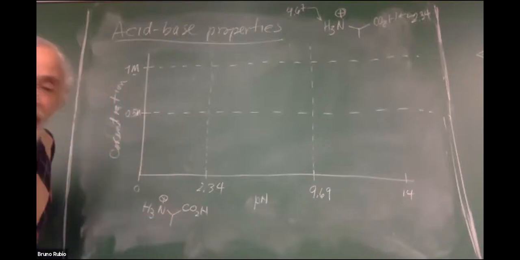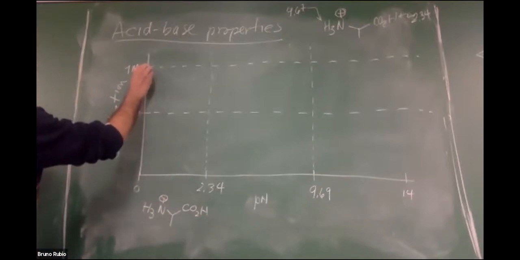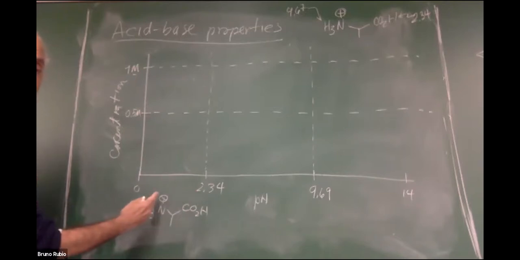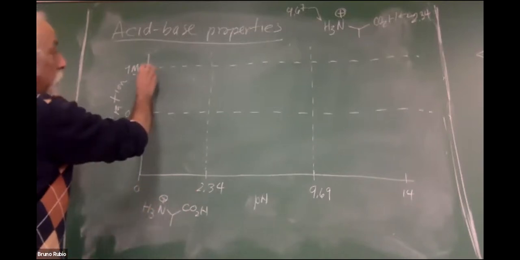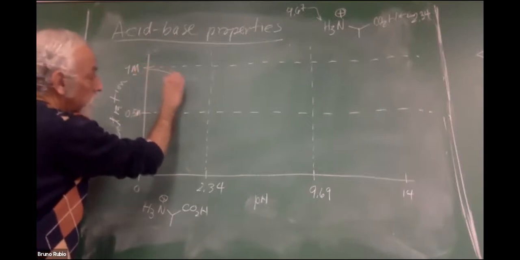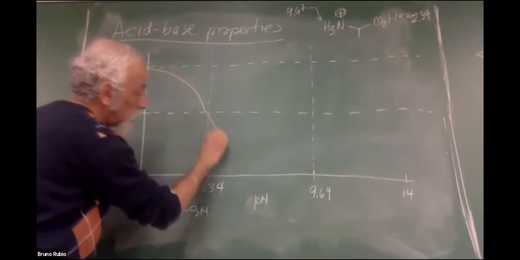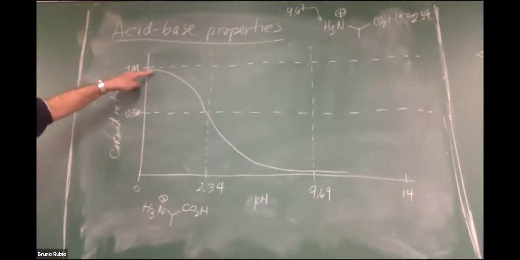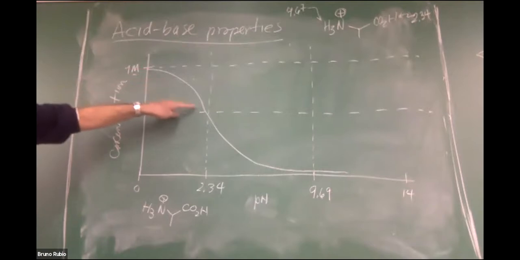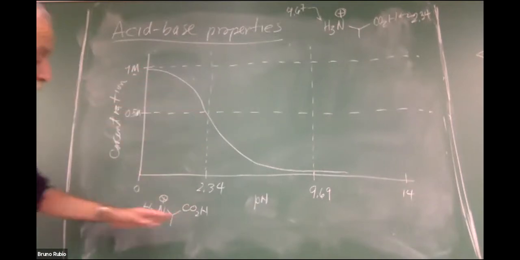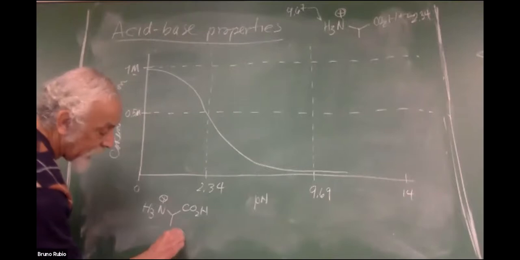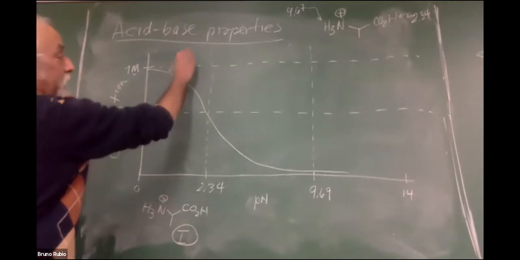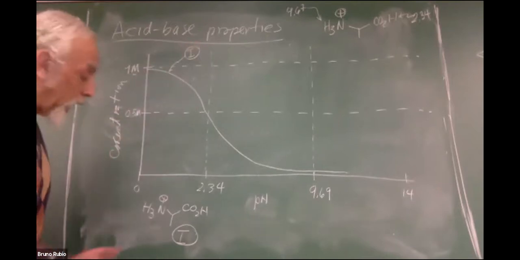We just went through all of that. And so if I measure the concentration of this guy, the dominant form below pH 2.34, I get a curve that looks like this. See, it's dominant. Most of the amino acid is present in this form. So I'm going to call him Roman 1. This guy here, that's the curve corresponding to Roman 1.